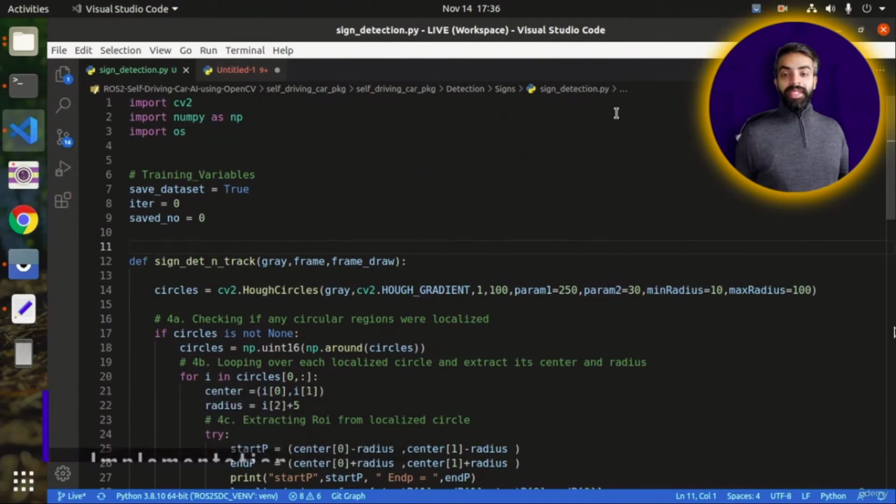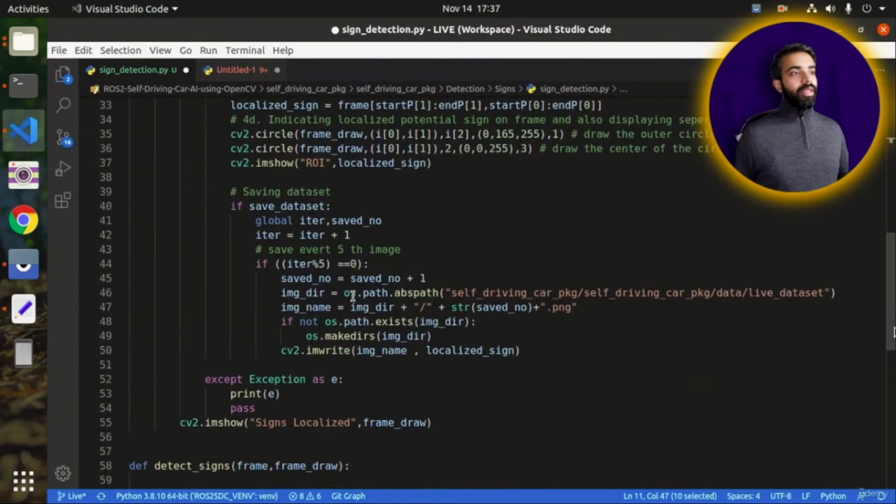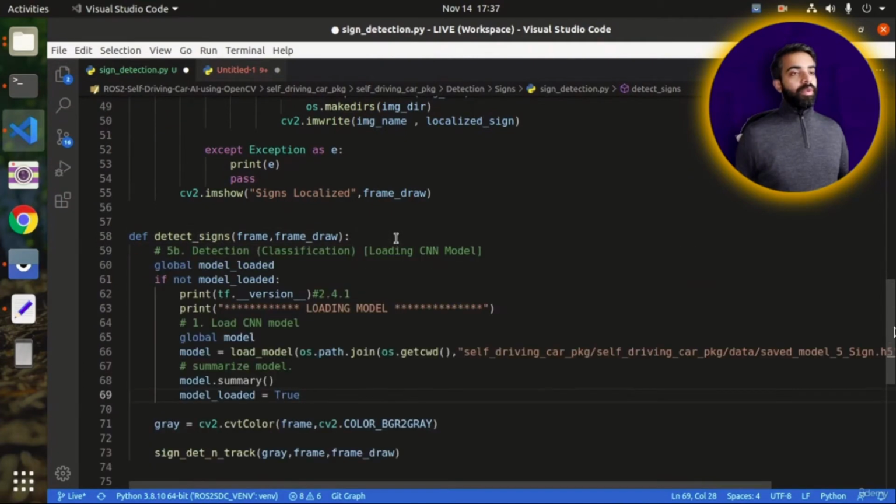Now that we have trained our CNN model, let's add it to the sign detection module to complete the classification stage. We start off by declaring the classification variables and then importing the load model function that will be used later. Then inside the detect sign function, before we convert our frame to grayscale, we import our model from the data folder and save it inside the model variable.